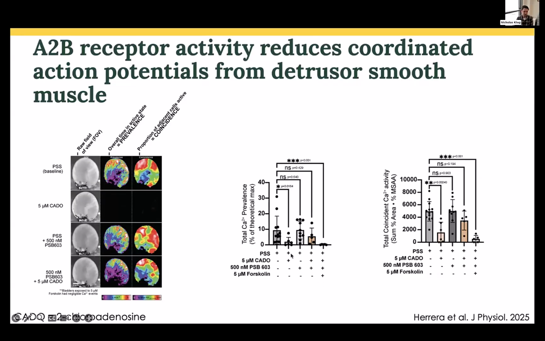And so with adenosine, the effects were so dramatic that it wasn't a real surprise that both of these things were heavily affected, both the total prevalence of calcium events and the coordination of these events across the surface. And then, of course, forskolin completely shut down the calcium events across the bladder.